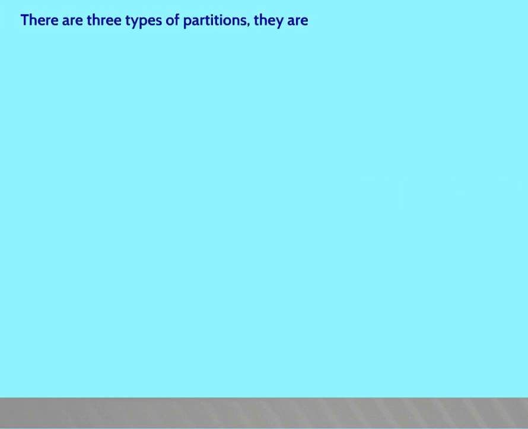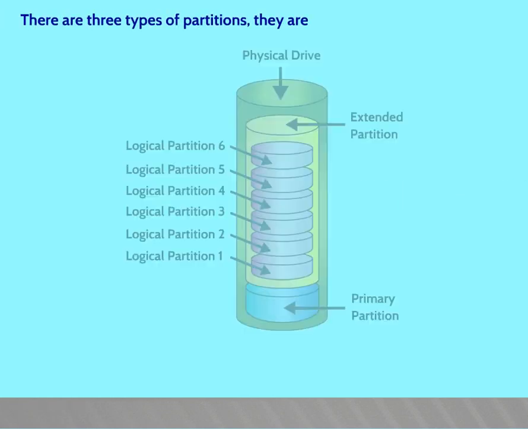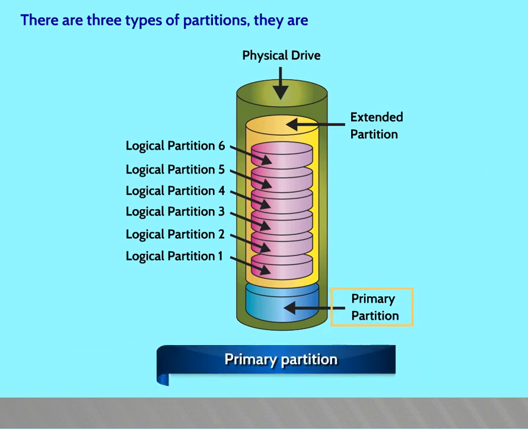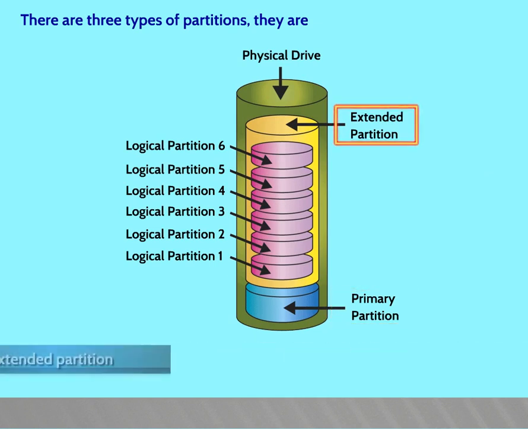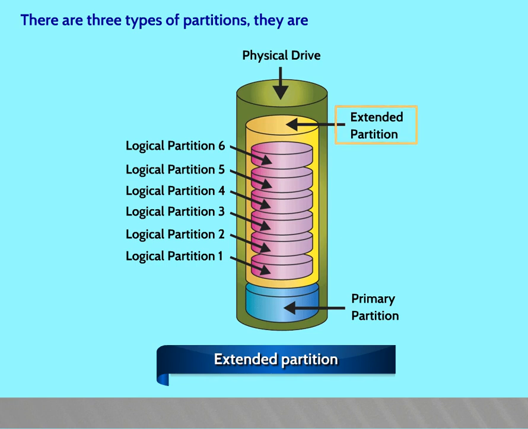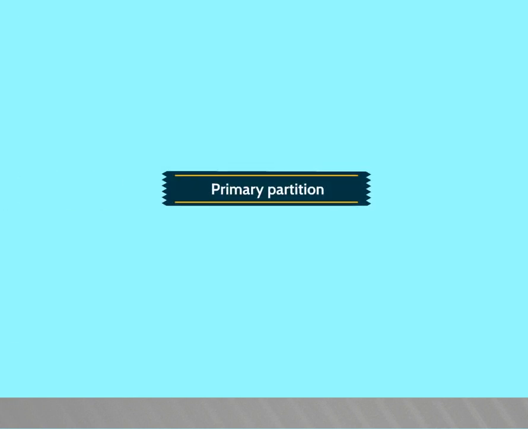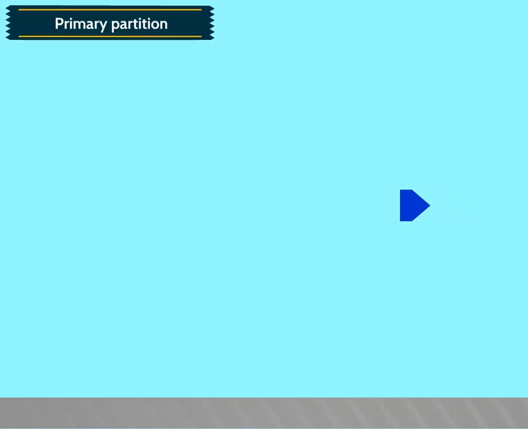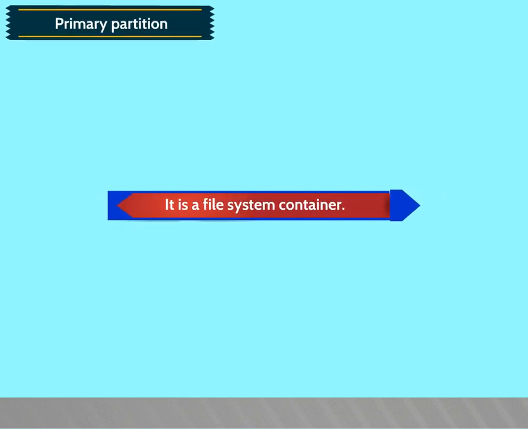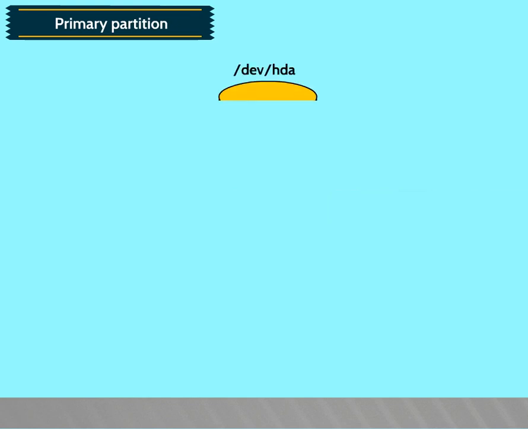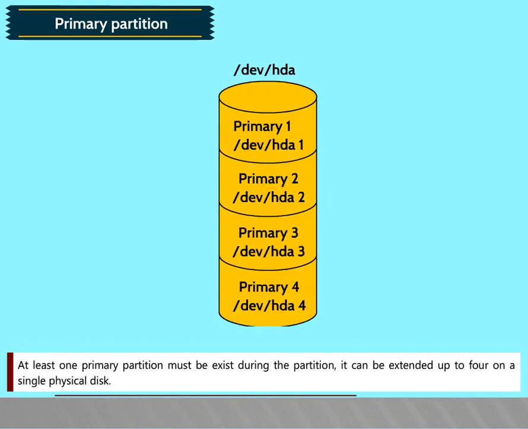There are three types of partitions. They are primary partition, extended partition, logical partition. Primary partition. It is a file system container. At least one primary partition must exist during the partition. It can be extended up to 4 on a single physical disk.